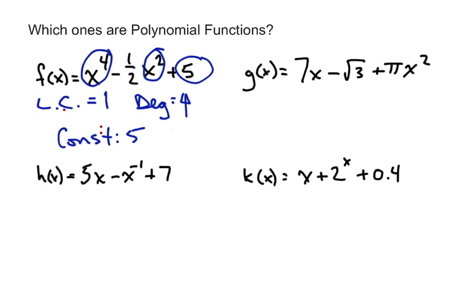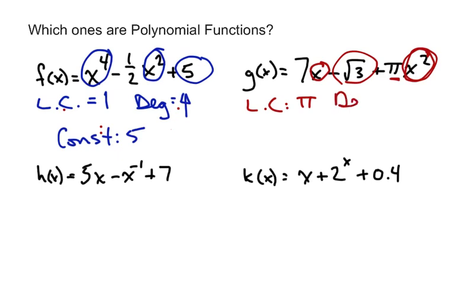When we look at g of x, look at the x's. We've got an x squared, and then this term doesn't have an x in it at all. All those powers are positive whole numbers, so yes, this one's a polynomial function too. Which means it has a leading coefficient. The biggest power, the number associated with it, is pi. The degree of this polynomial is the biggest power, which is 2. This is a second degree polynomial. It has a constant term. That's the number without a variable in it, negative square root of 3.